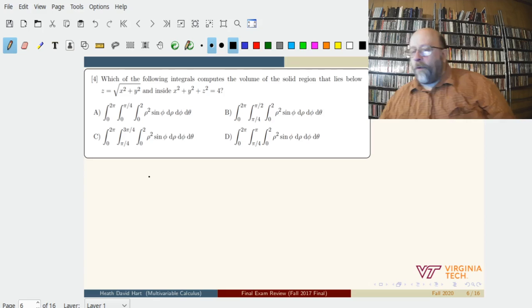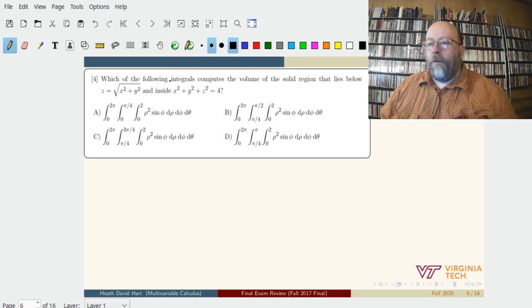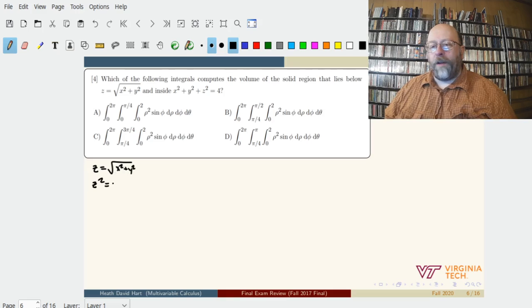All right, let's keep going. Number 4. Which of these integrals computes the volume of the region that lies below z equals square root of x squared plus y squared and inside x squared plus y squared plus z squared equals 4? All right. So let's talk about what this shape looks like here. Z equals the square root of x squared plus y squared. If we square both sides, we get z squared equals x squared plus y squared, which is the same thing as x squared plus y squared minus z squared is equal to 0.